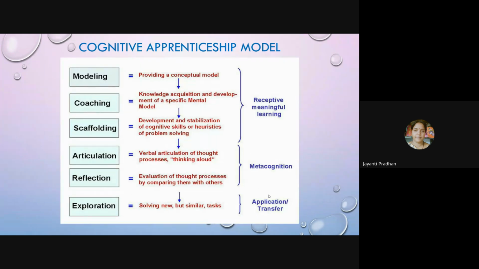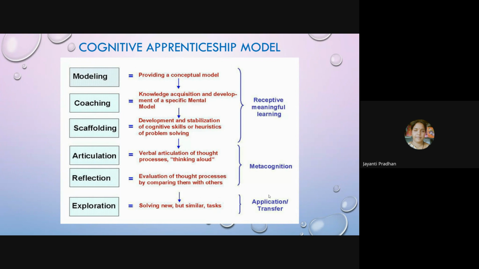Then the last model, that is the cognitive apprenticeship model. What is this model? Here six stages are there: modeling, coaching, scaffolding, articulation, reflection, exploration. And they are clubbed as receptive meaningful learning, metacognition, and application or transfer.